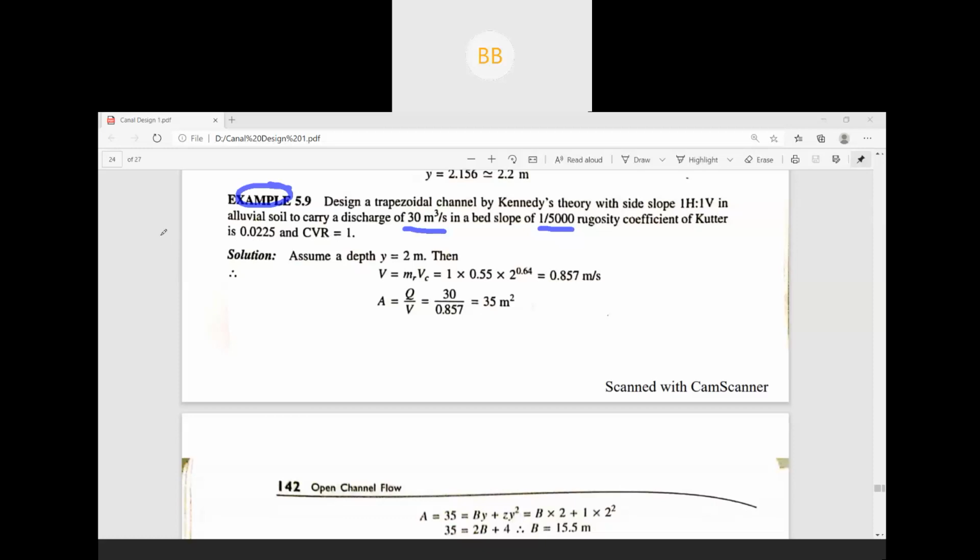and CVR is nothing but your critical velocity ratio, or you can also say it is m. So you kindly write down the question.